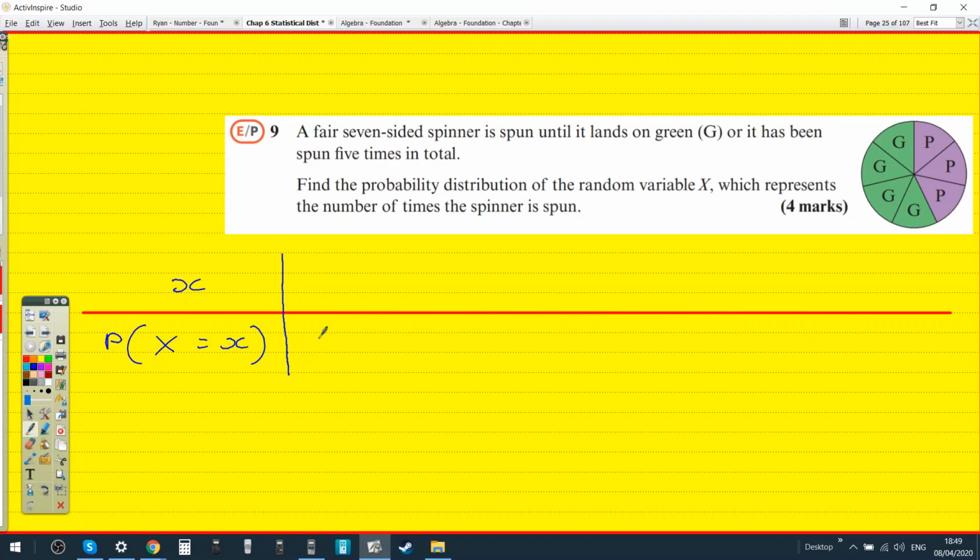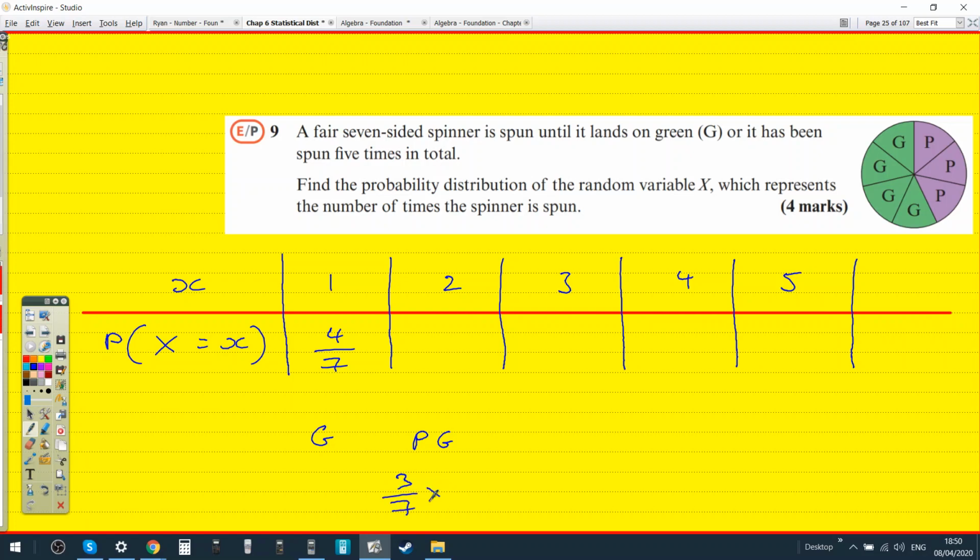On the top it goes 1, 2, 3, 4, 5, and then so the probability of 1 is 4 out of 7. Yep. Probability of 2 is 3 out of 7. PG, so 3 out of 7 times 4 out of 7, which is 12 over 49.